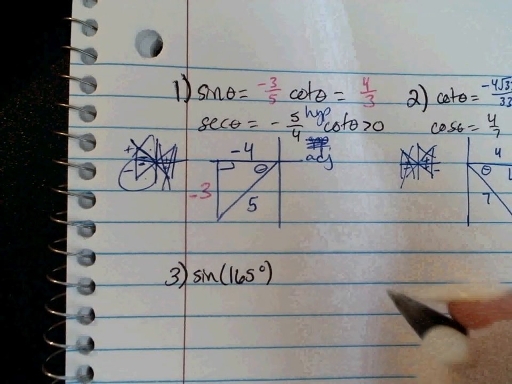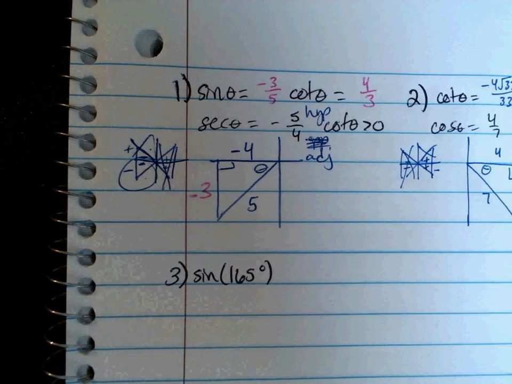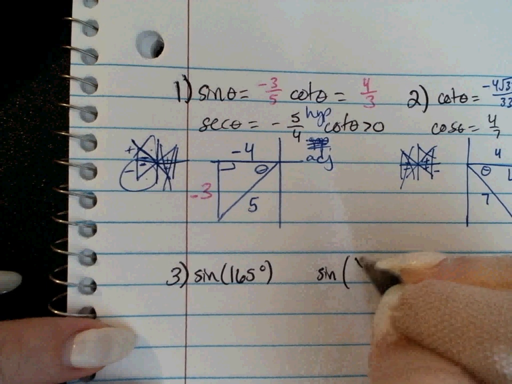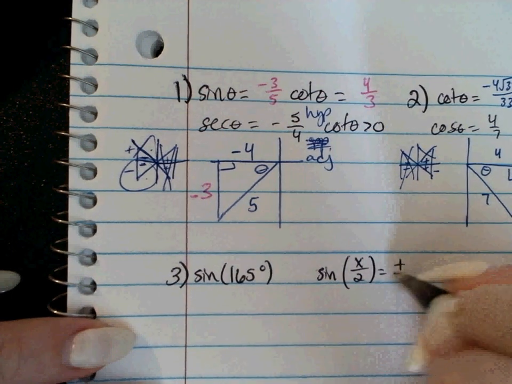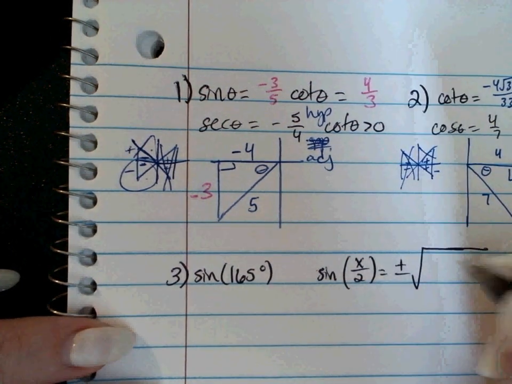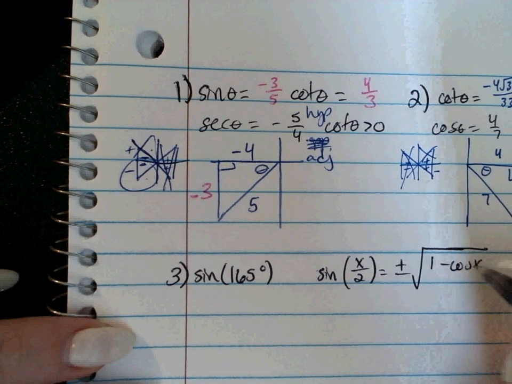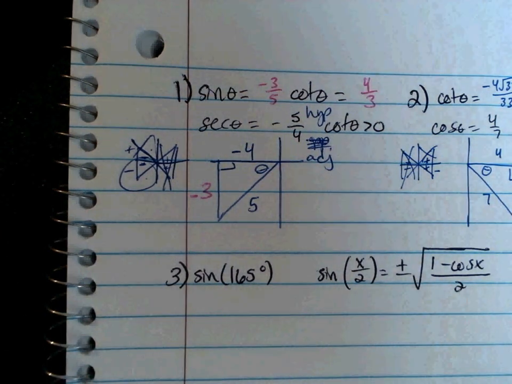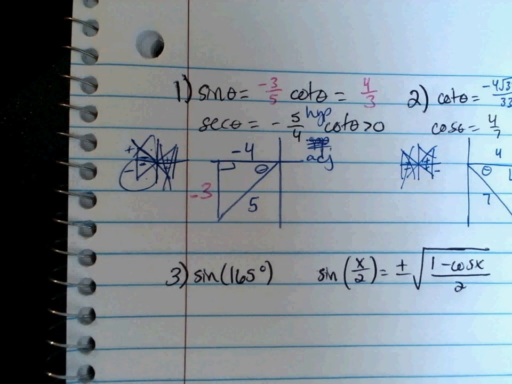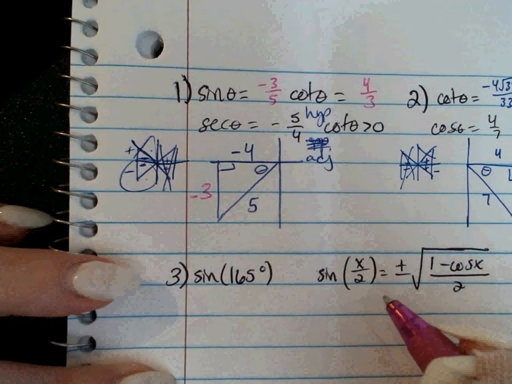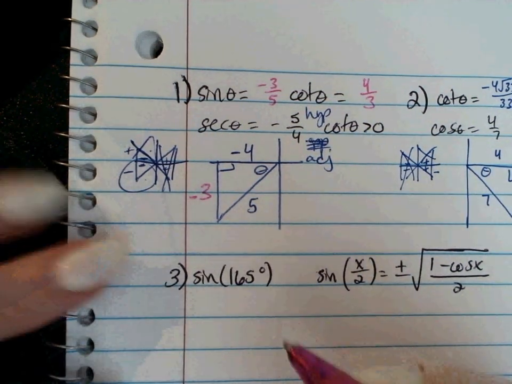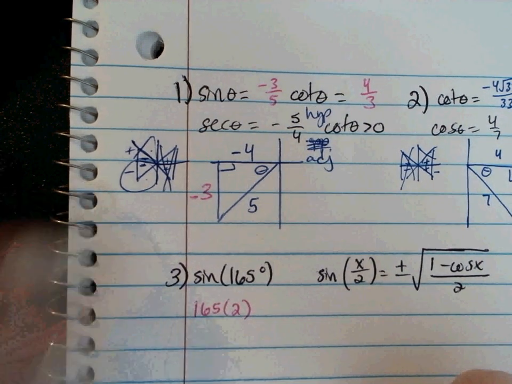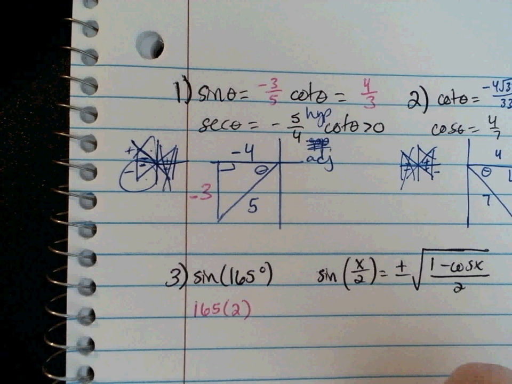So what I want to do is figure out how to use this half angle identity. Sine of x divided by 2 equals either plus or minus the square root of 1 minus the cosine of x, divided by 2. Okay, so here's what I know. 165 is not on my unit circle, but 165 times 2 is. I wouldn't be asking you to use half angle identities if it wasn't.